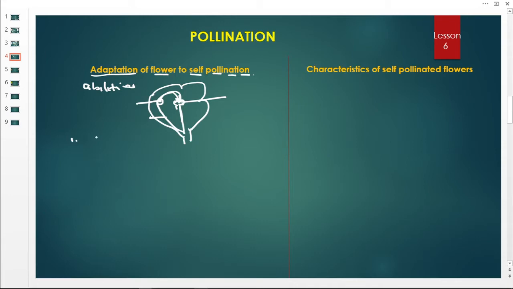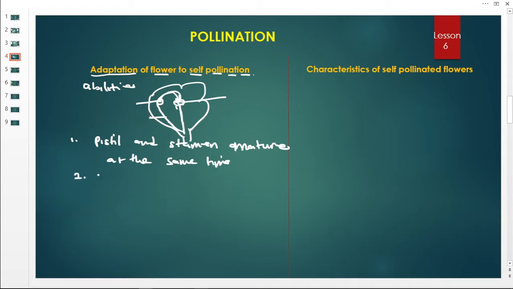Some flowers have the pistil and the stamen growing at the same time. Remember we said the pistil is the female part, the stamen is the male part, so they mature at the same time. As the pistil is growing, the stamen is growing too, so they grow at the same time, meaning that they are at the same level. So that is one adaptation.